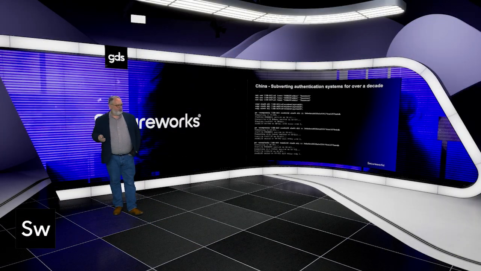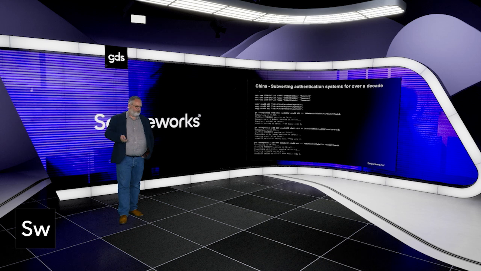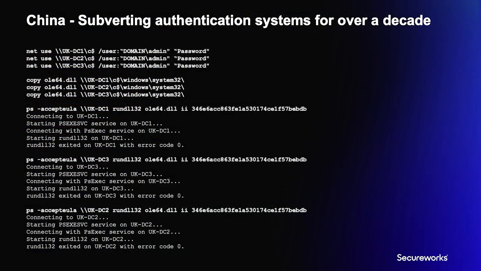And the Chinese were doing this a long time ago. So back in 2014, we were working with an NGO where a Chinese group had infiltrated them for a long time. And what they were doing was putting in an authentication bypass into their core Active Directory using this DLL, and you can see the parameter there looks a bit like a password hash, which is what it was.